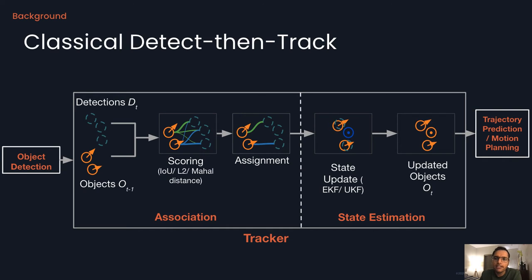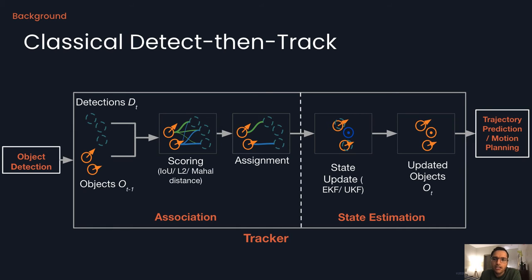To begin with, let's take a look at how classical object tracking systems work. An object tracker takes in detections as an input from an upstream object detector. These detections are then passed on to the associator, which tries to associate each new detection at time t to previously existing objects at time t-1. This is usually done by creating pairwise scores using distance metrics such as IOU or L2 distance, and then performing either greedy or Hungarian assignment.